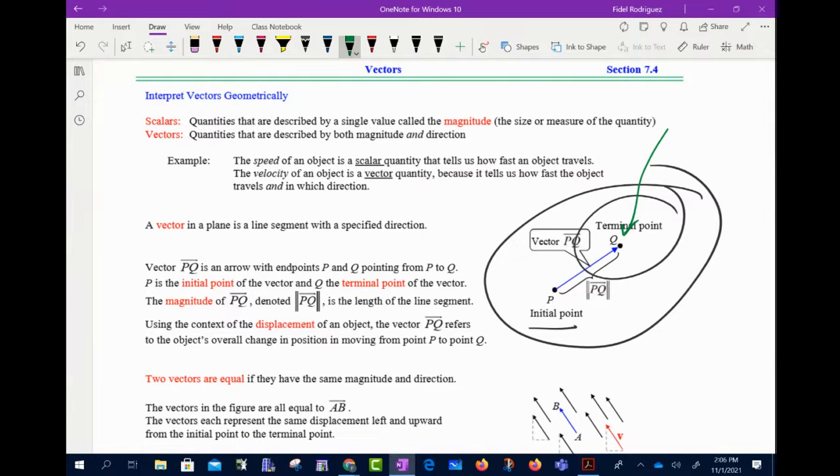So the magnitude of PQ, and this is what we use to denote it, looks kind of like absolute value, but with double bars, is just the length of the vector. Okay, so it says using the context of displacement of an object, the vector PQ refers to the object's overall change in position in moving from point P to Q.